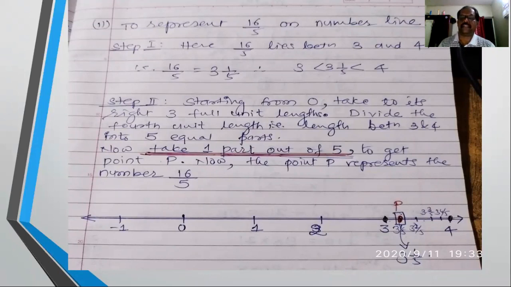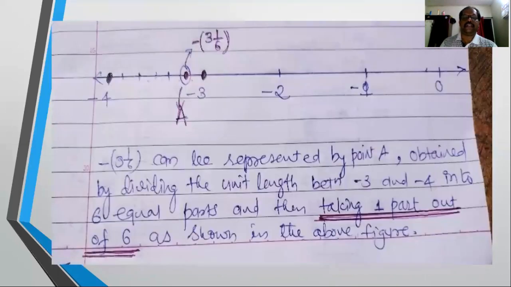So 3 and 1 by 5 is greater than 3 and less than 4, obviously. Again we need to divide the unit length from 3 to 4 into 5 equal parts, and the first part will represent the required number, 3 1 by 5, or 16 by 5, on the number line. I hope this part is clear, how to represent a rational number on the number line.